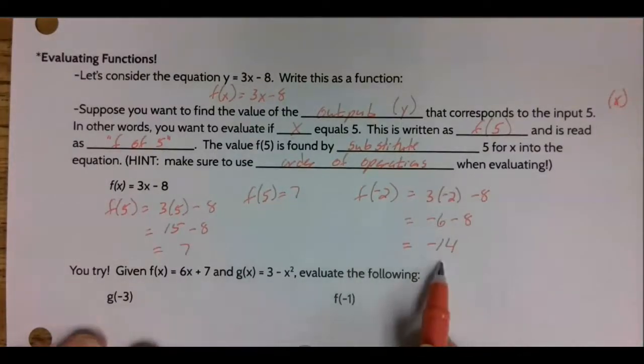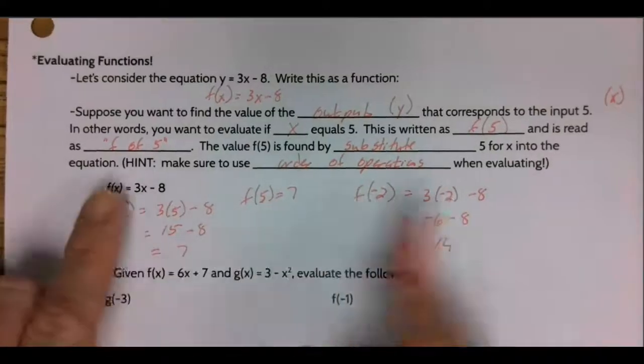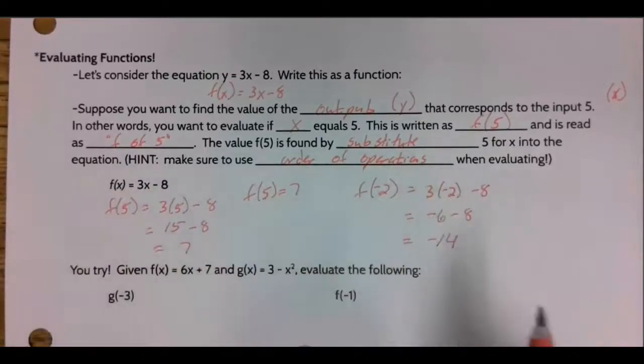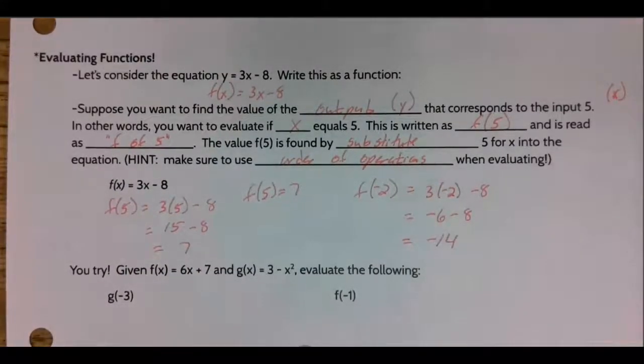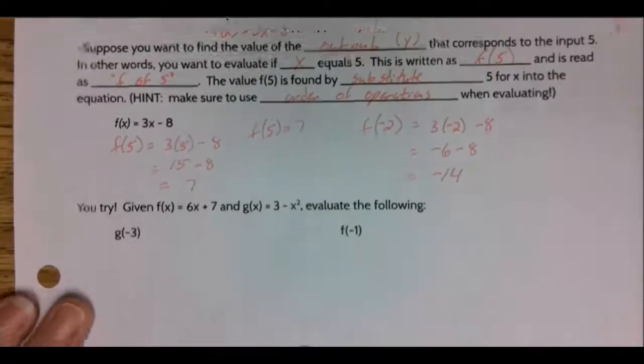Did you get negative 14? Great, because all you did is take negative 2 and plug it in place of x. See how those are both x's? I just, this time, plugged in a negative 2. So I can find the function value at any place they give me an x value for.